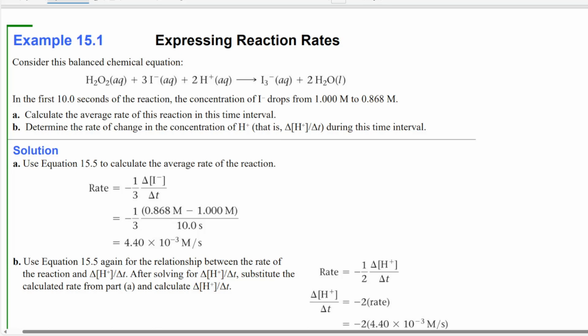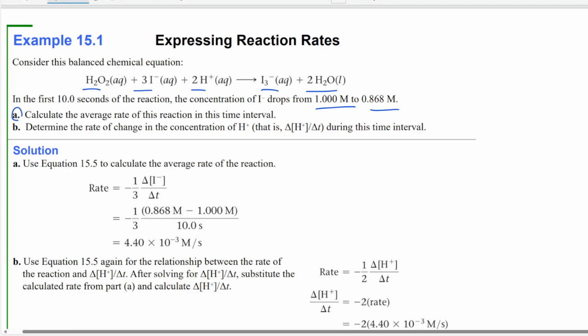Next, we'll use what we've learned to express reaction rates. Example 15.1 says, consider the balanced chemical equation H2O2 + 3I⁻ + 2H⁺ yields I3⁻ + 2H2O. In the first 10 seconds of this reaction, the concentration of I⁻ drops from 1 molar to 0.868 molar. Calculate the average rate of the reaction in this time interval.